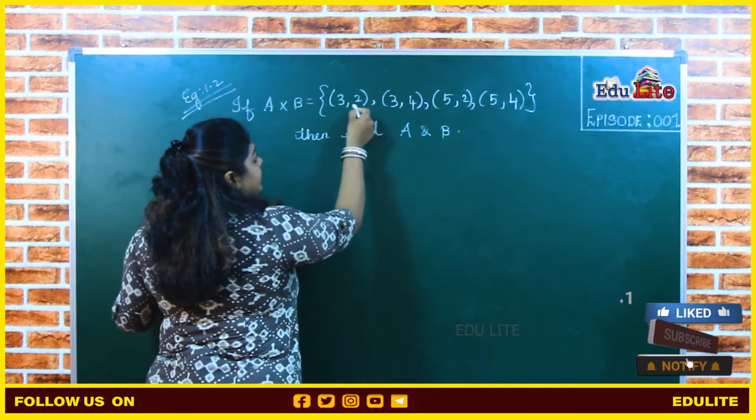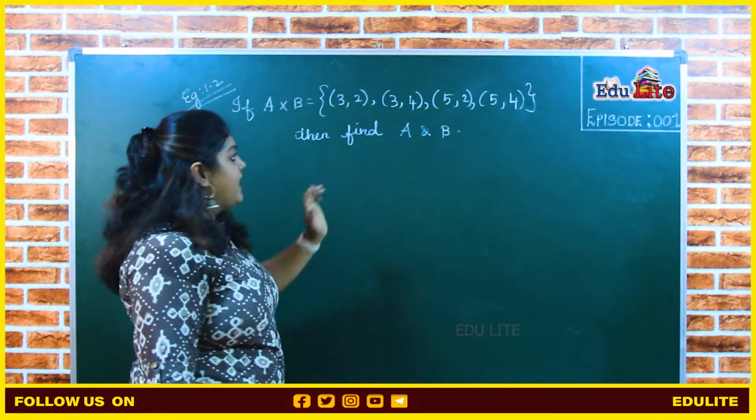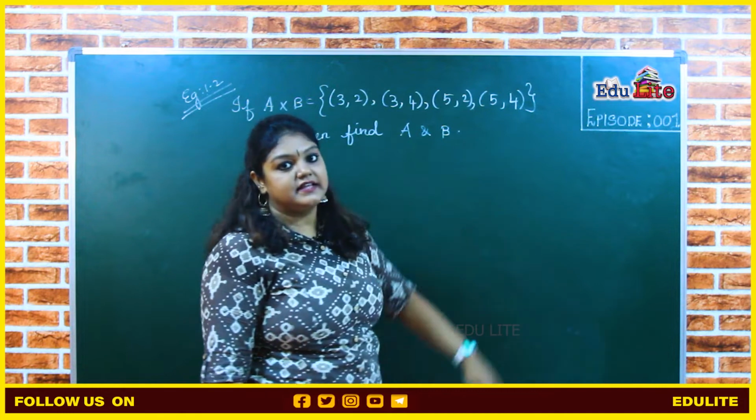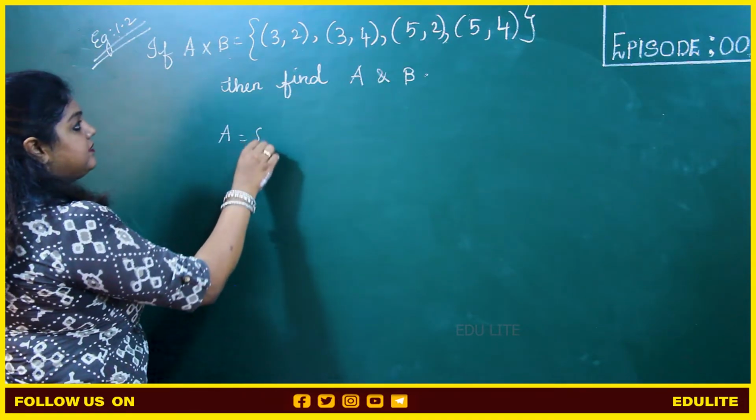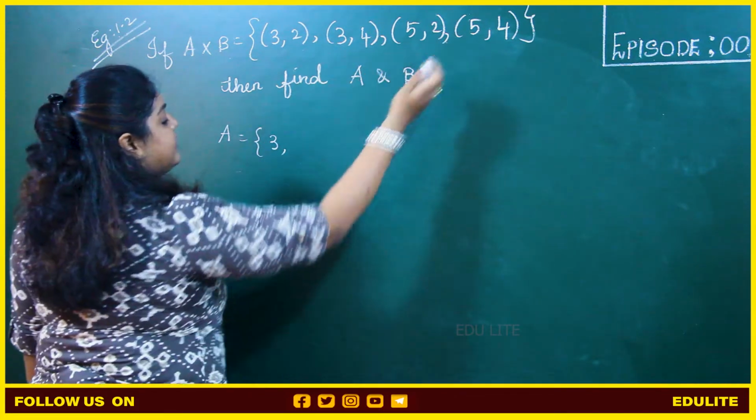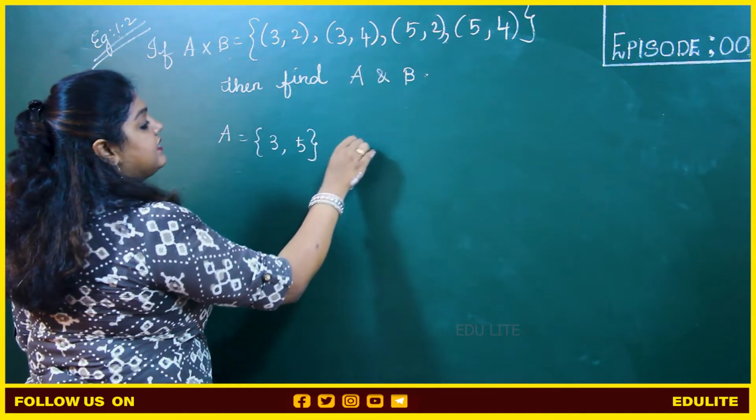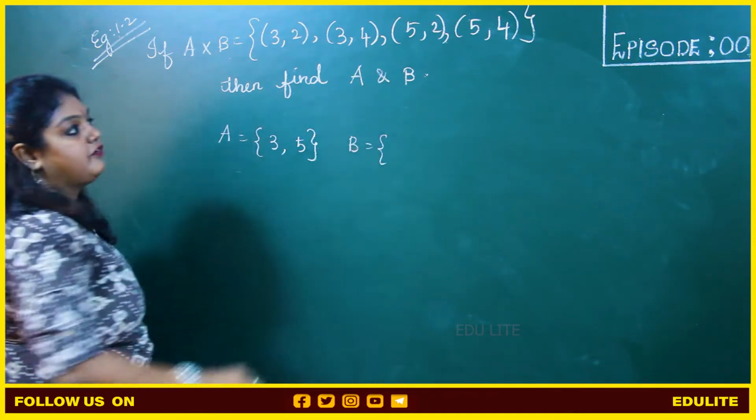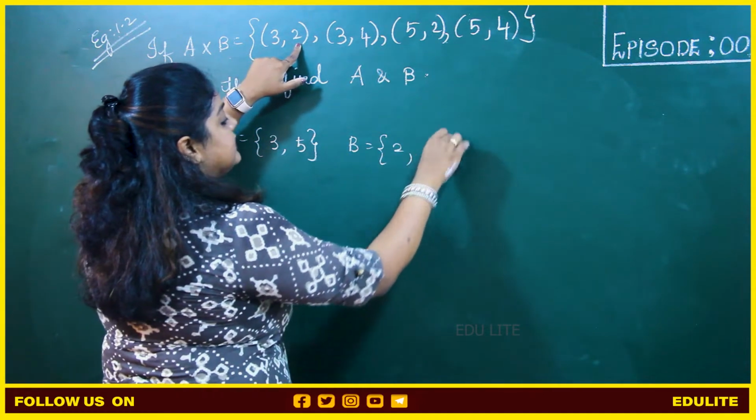In an ordered pair, the first element represents the values of A and the second element represents the values of B. So, what will be the value of A from this set of ordered pairs? First will be 3 and the next element of A will be 5. Next, similarly, we can write the set B from the given set of ordered pairs: 2 and 4.